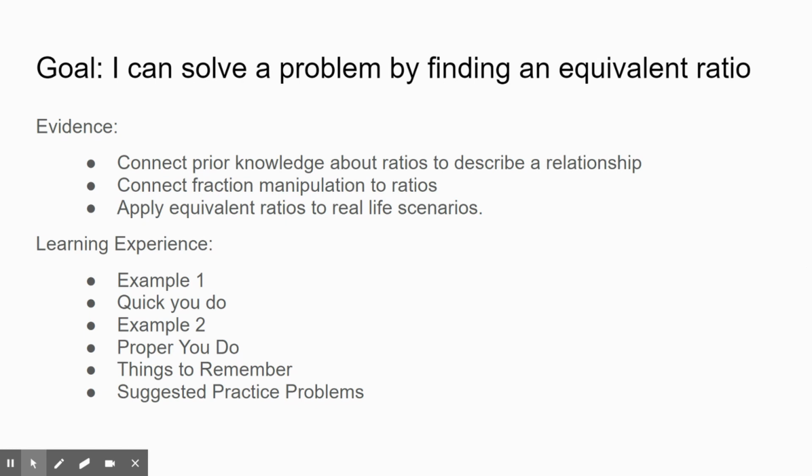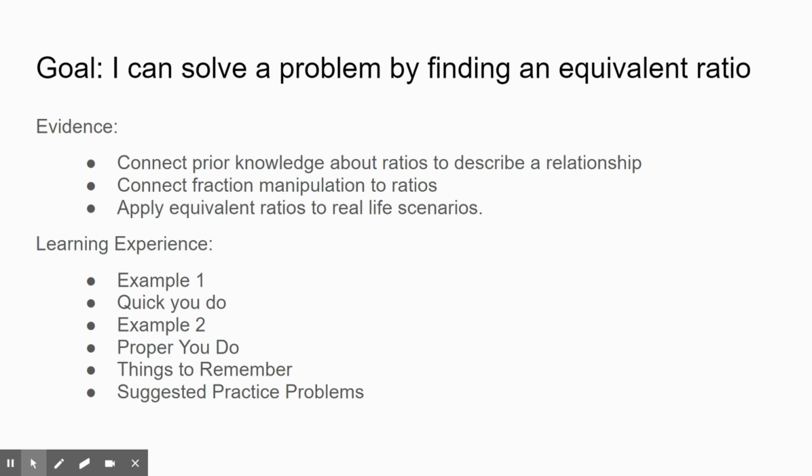You're going to connect fraction manipulation to ratios. How do you change a fraction? There's a reason I said fractions are the best way to show a ratio. Finally, we're going to apply equivalent ratios to real life, in air quotes, scenarios. Learning experiences there, it's a little bit stacked today, but most of it should be pretty quick.